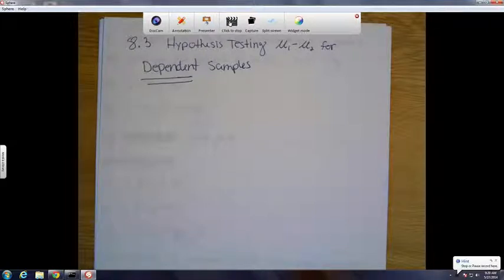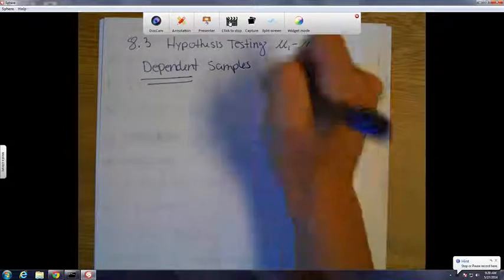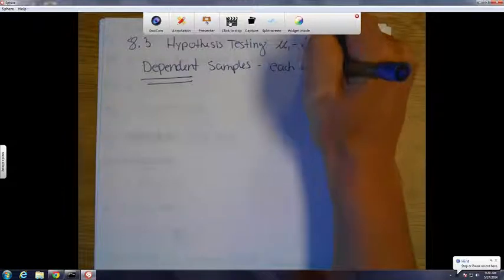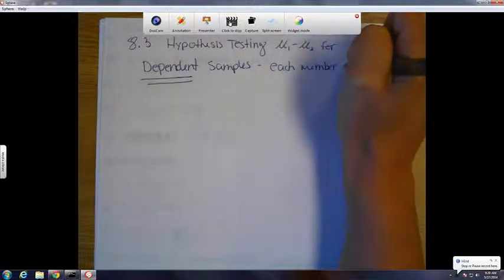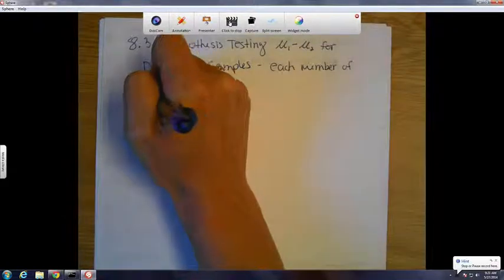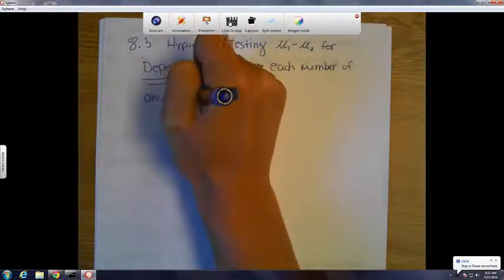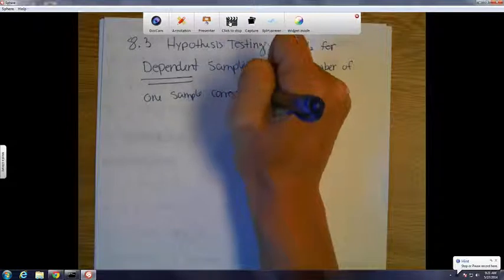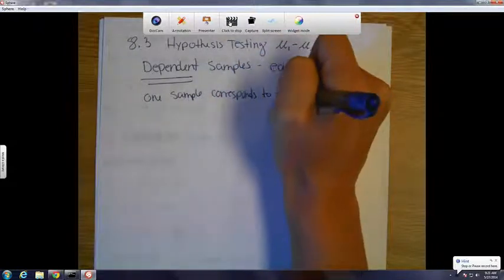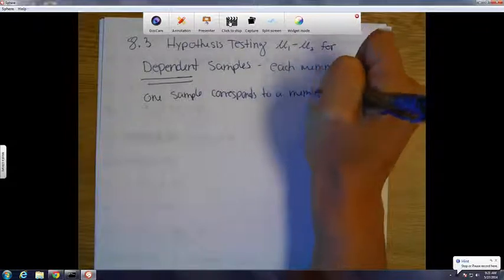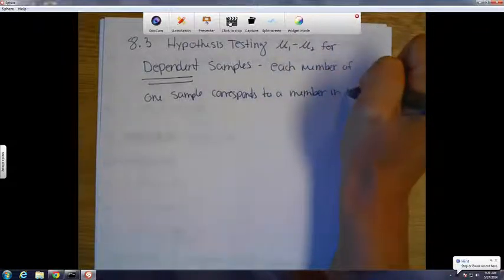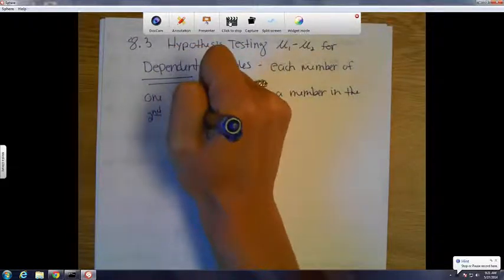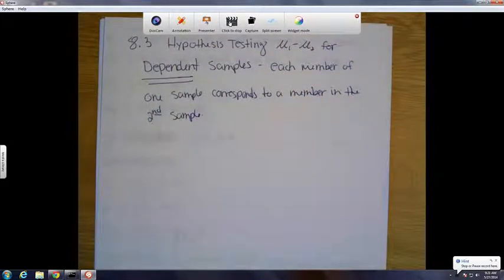So for dependent samples, in this case, each member of one sample corresponds to a member in the second sample. So no longer will our two sample sizes be different, they'll be the same sample.